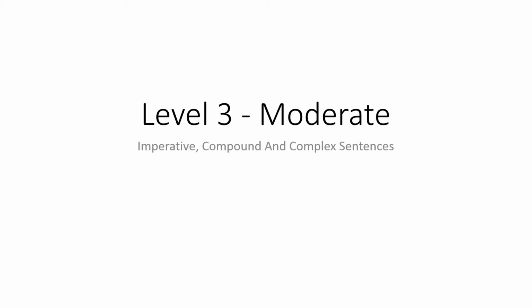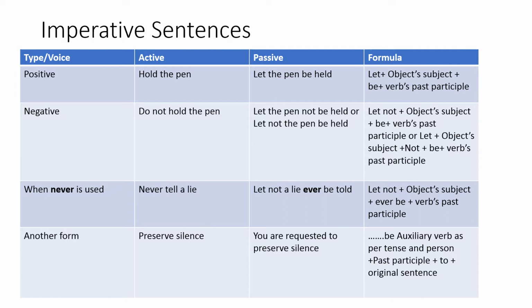Now I shall dwell upon the next level. That's level 3. I have categorized it as moderate. The sentences I shall talk about are imperative, compound, and complex sentences. As you have seen in my earlier presentations, level 1, level 2, now let's move further to the imperative sentences.